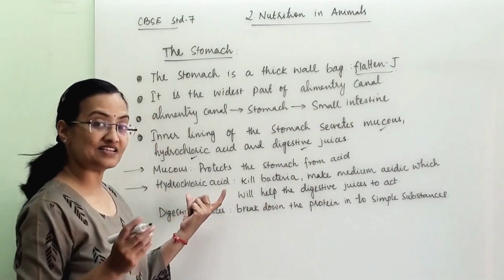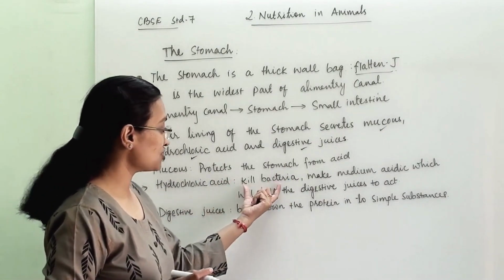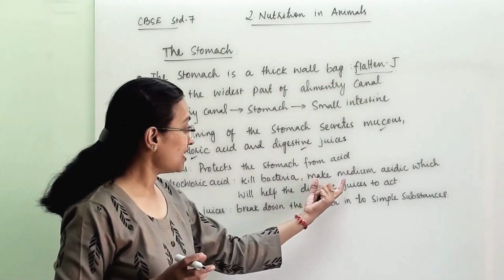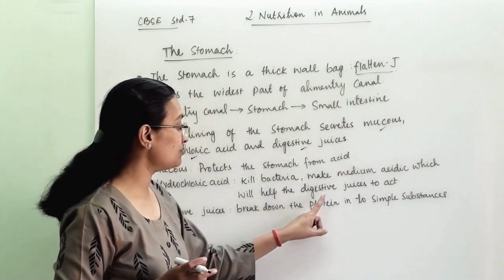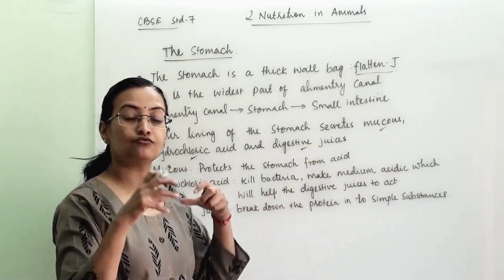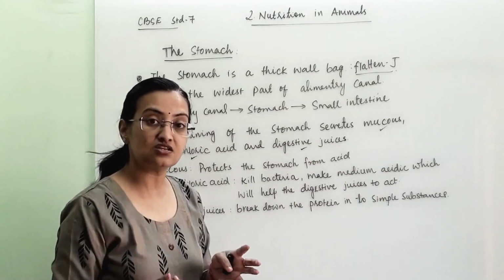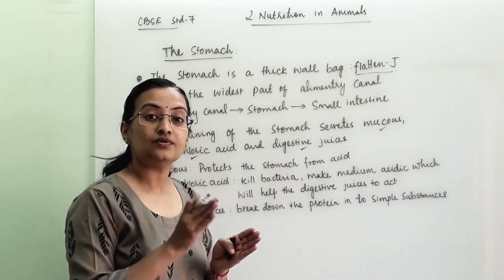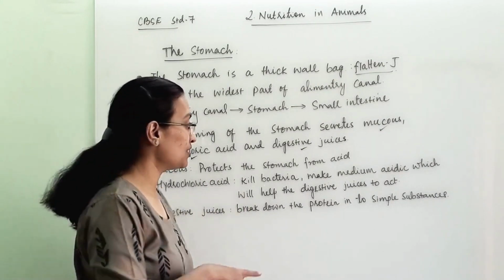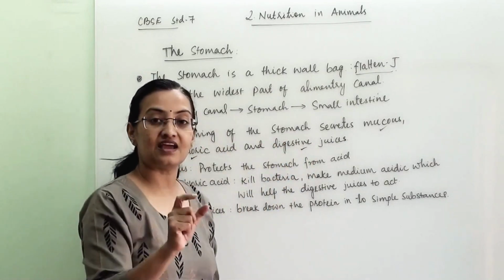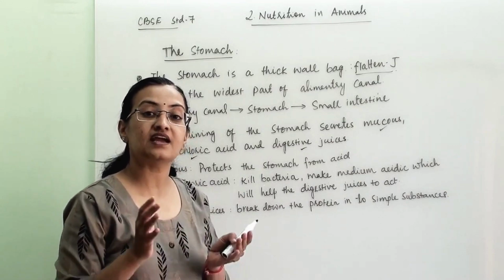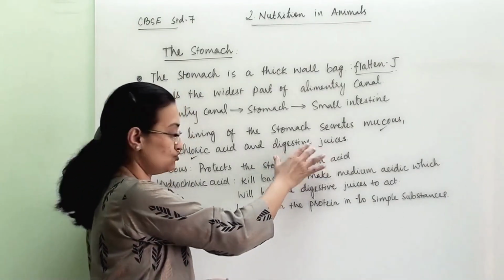Then why do we need acid in our stomach? The first function is that it will kill the bacteria which remain in the food. Then it makes the medium acidic, which will help the digestive juices to act. The digestive juices will act on the food particles and digest the food. And how will the acid help? It will provide an acidic medium, because these digestive juices can act only in an acidic medium. So that's why hydrochloric acid is providing an acidic medium to these digestive juices.